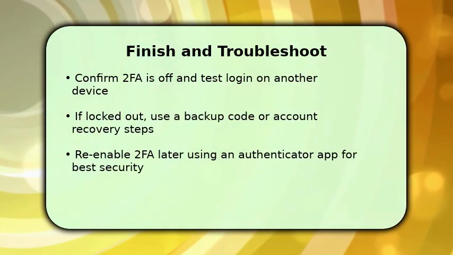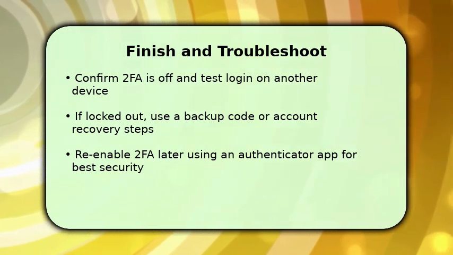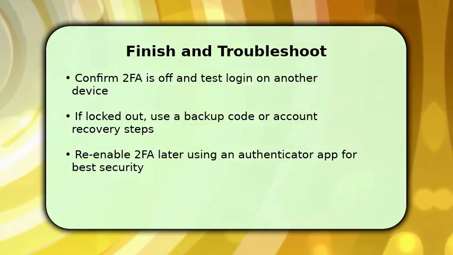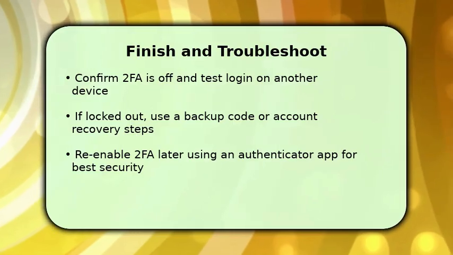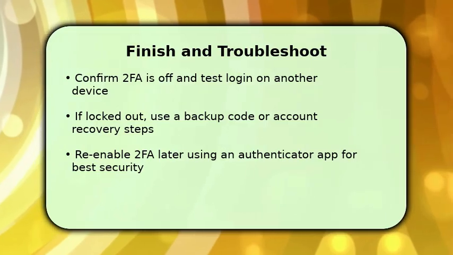Finally, confirm two-factor authentication shows as disabled in My Account. Then test logging out and back in on another device to verify normal access. If you get locked out, immediately use a saved backup code or follow Discord's account recovery prompts. Contacting support is the last resort.